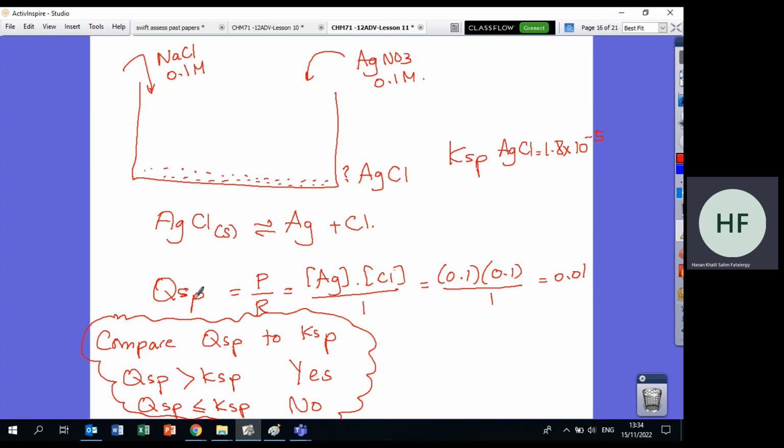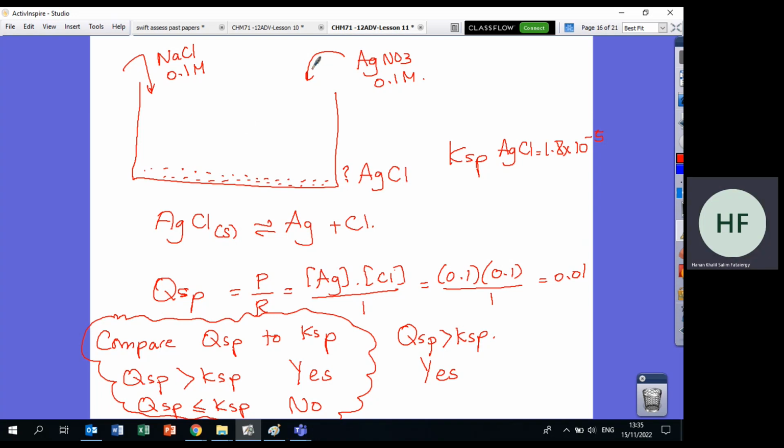Now let's look here. Here the QSP is 0.01, KSP is 1.8 times 10 to the minus 5. Is QSP more than KSP or less than? Of course QSP is more than KSP, so this means yes, a solid will form. Okay, so again I will repeat.